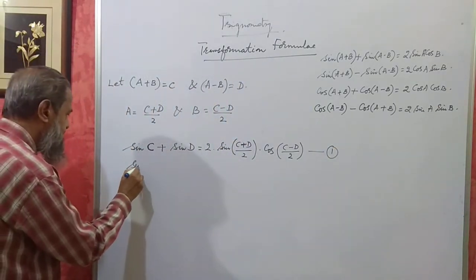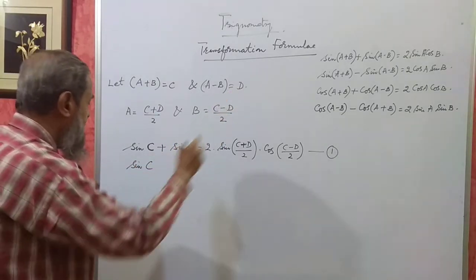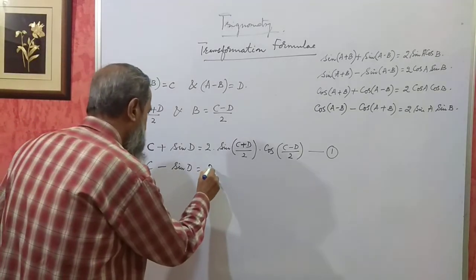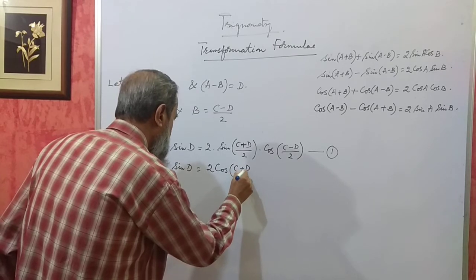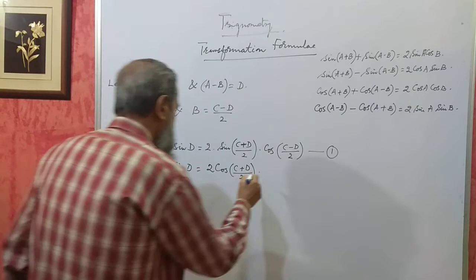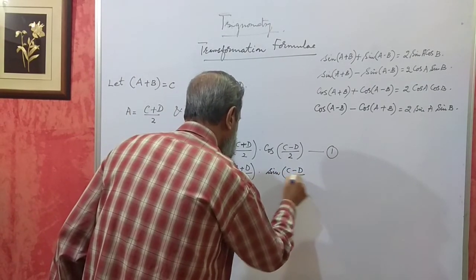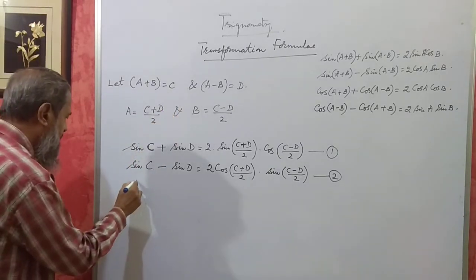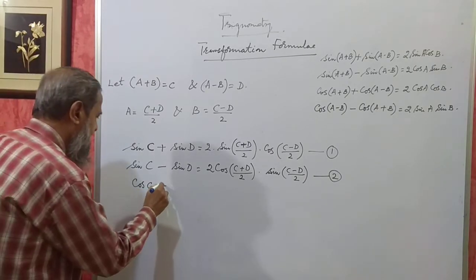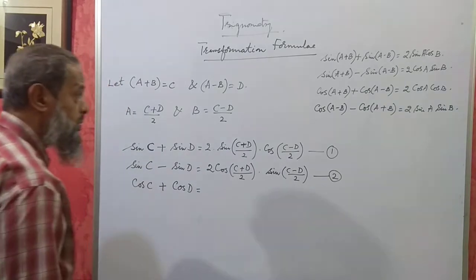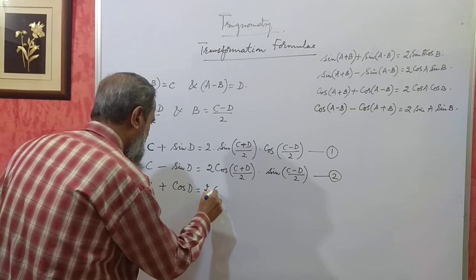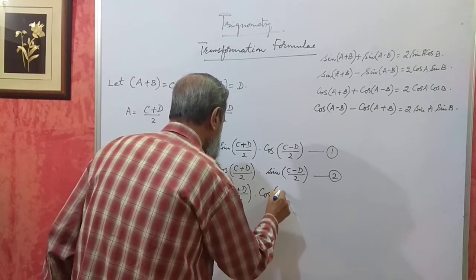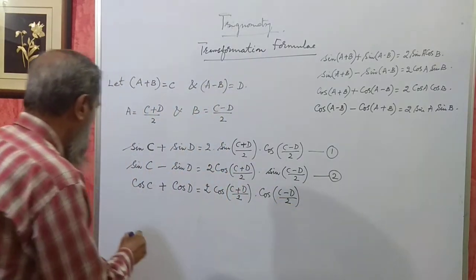Then the next one, sin C, A plus B is C, minus sin D, similarly will be equal to 2 cos (C plus D) by 2 into sin (C minus D) by 2. This is 2. Then third one, cos C plus cos D will be equal to 2 cos (C plus D) by 2 into cos (C minus D) by 2. This is the third one.